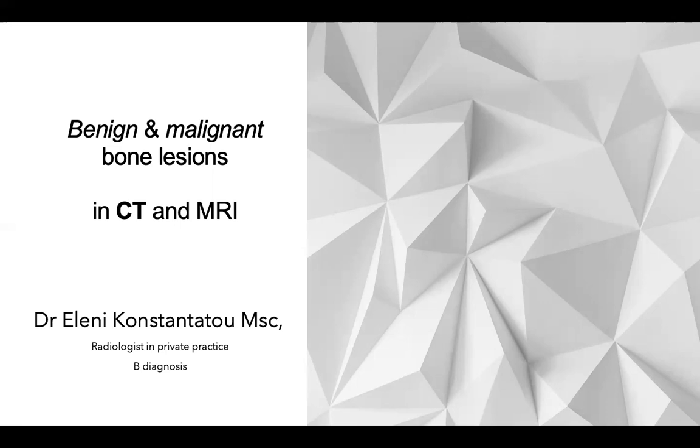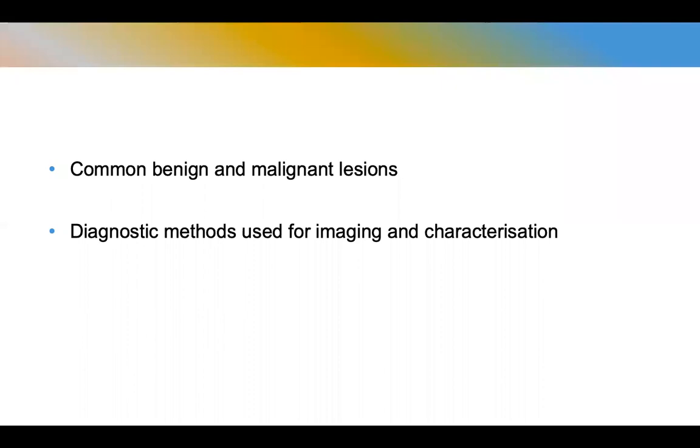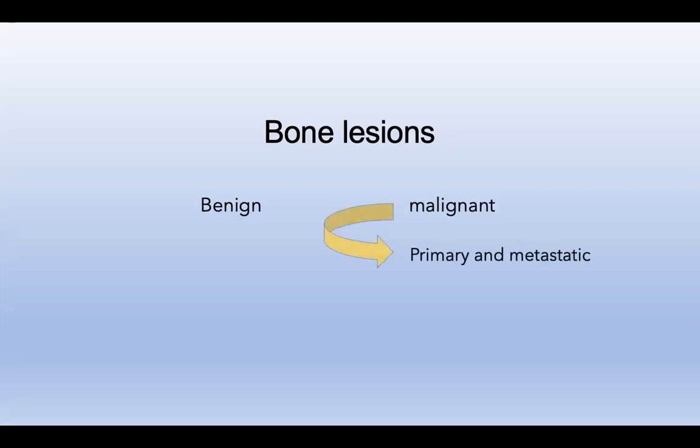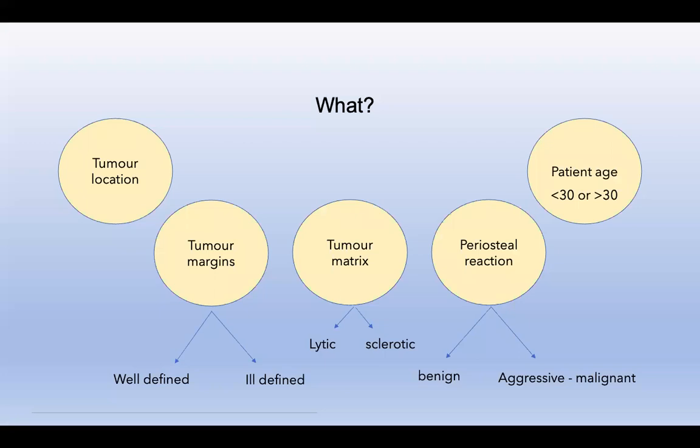For the next 20 minutes, we will briefly talk about benign and malignant bone lesions in CT and MRI. We'll talk about the common benign and malignant lesions and diagnostic methods used for imaging and characterization. Bone lesions are categorized into benign and malignant, and the malignant lesions are subcategorized into primary and metastatic.